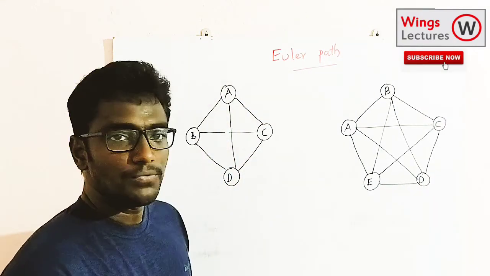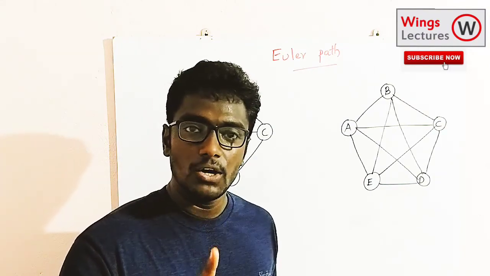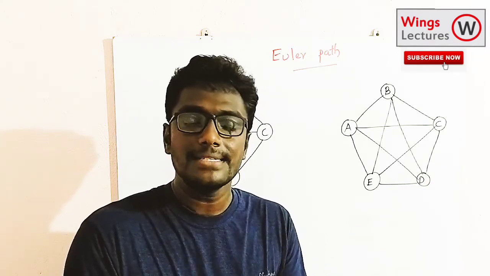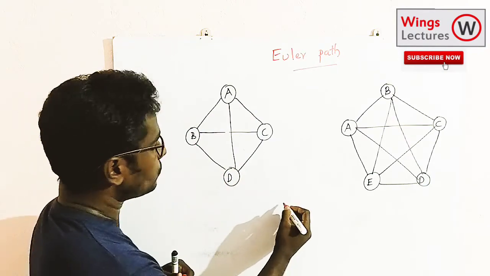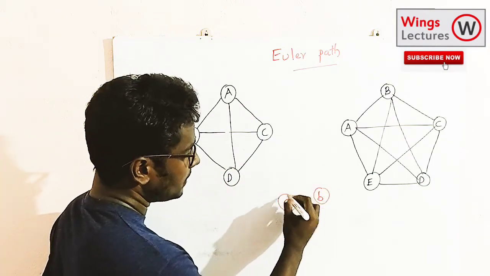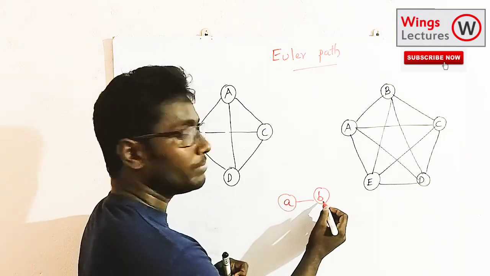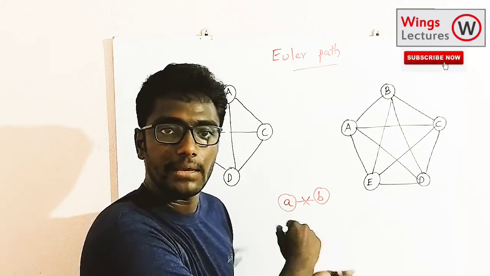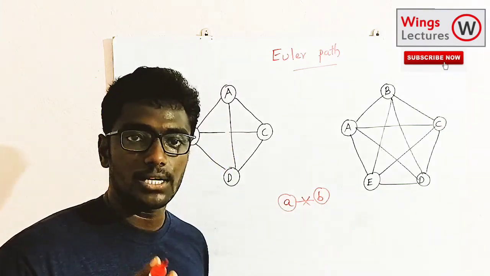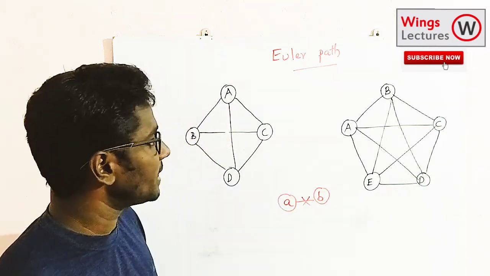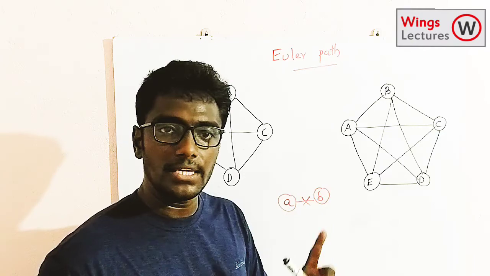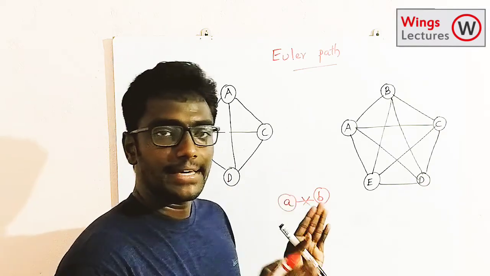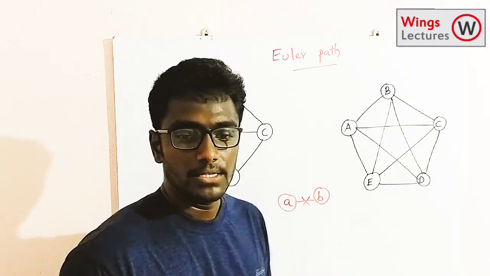See, the first condition is you have to visit all the edges exactly once. You cannot travel twice on the same route. For example, take the route A to B. Either you travel from A to B or else B to A, but you cannot travel twice on the same edge. That's the important condition. And the process is to check whether the given graph has an Euler's path or not. So that's the task.